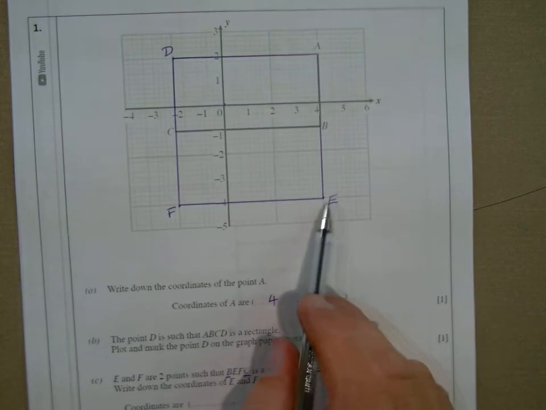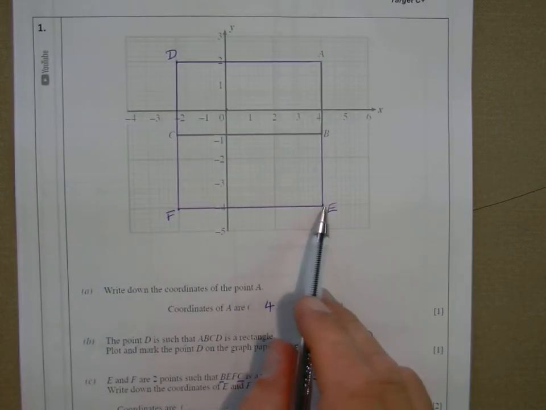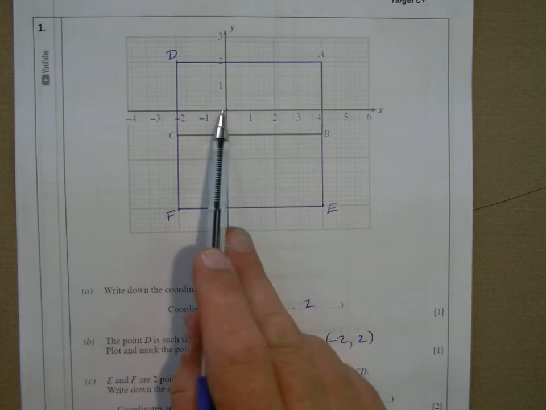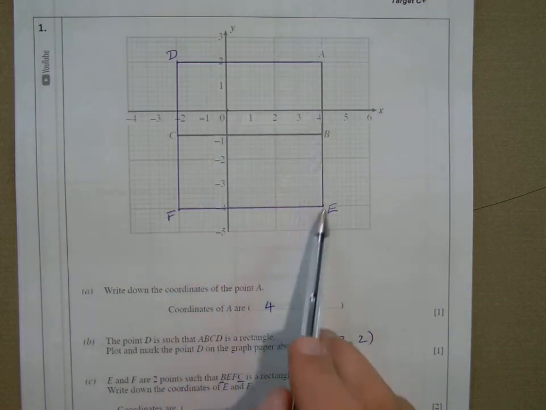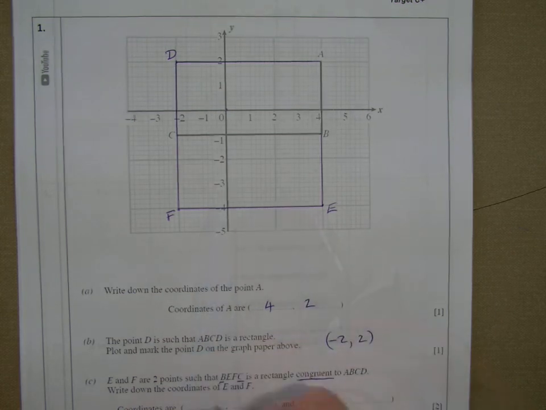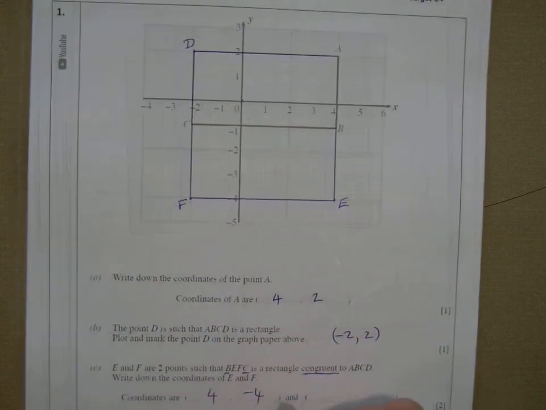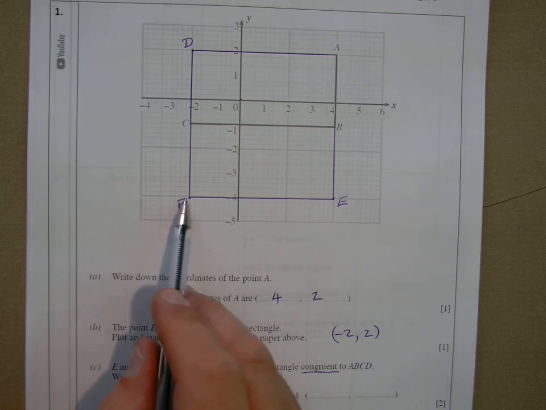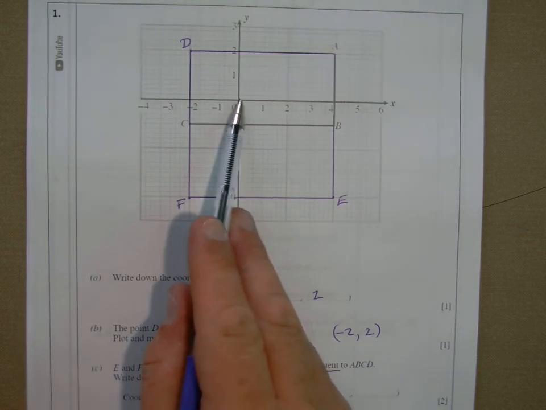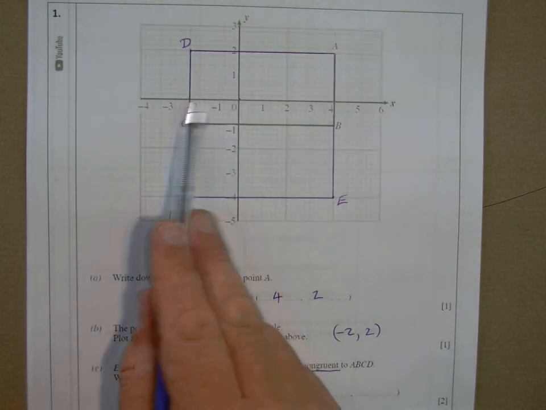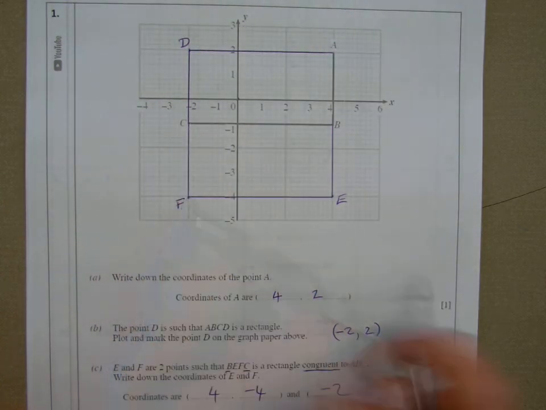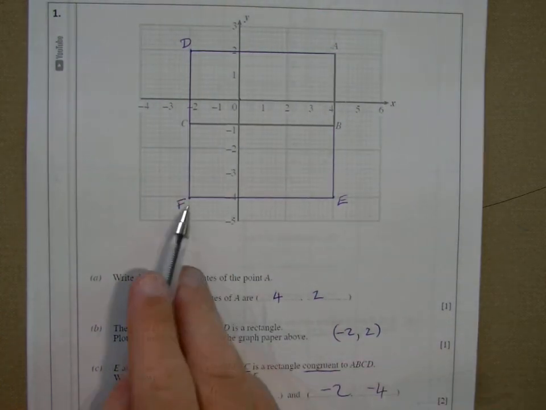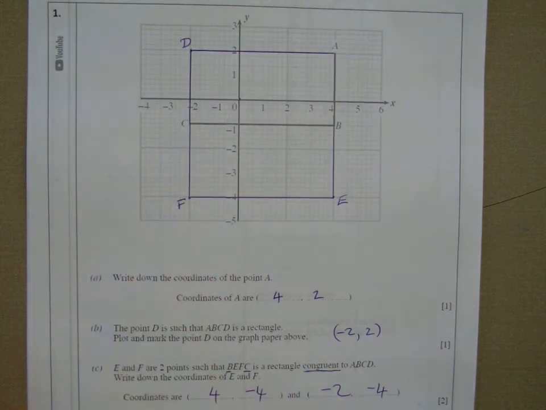So the coordinates then, well, let's do E first. To get to E, remember, you start at the origin, and we've got to go across first. So we go across 4 and then down to negative 4. So it'll be 4, negative 4. And the other coordinate, for F, you've got to go from the origin again, across, you go back 2, so to minus 2, and then down to minus 4. So that's how you get to F there, back to minus 2, down to minus 4.